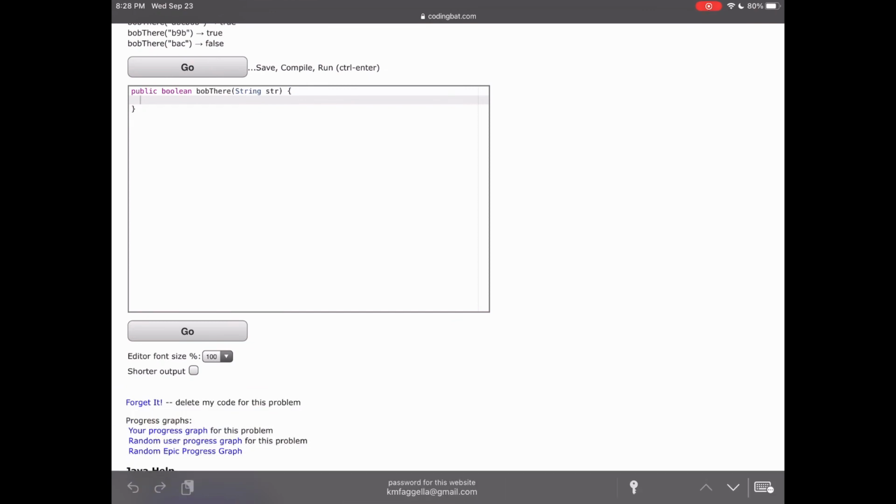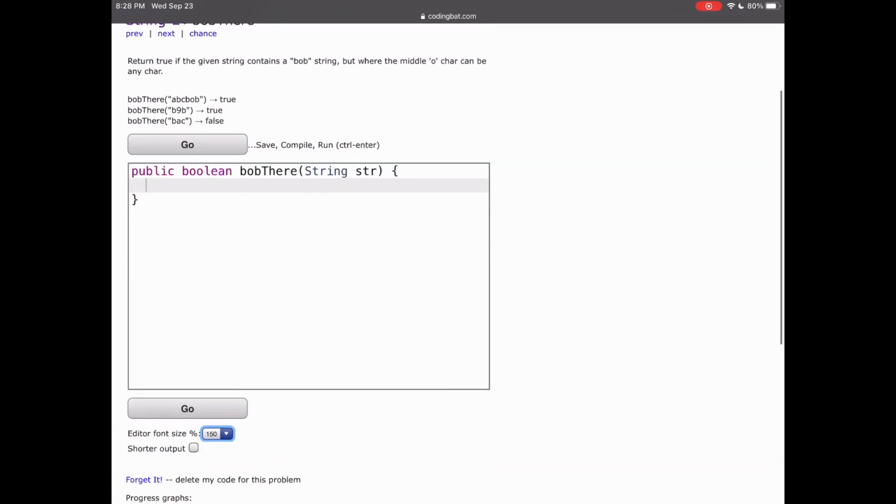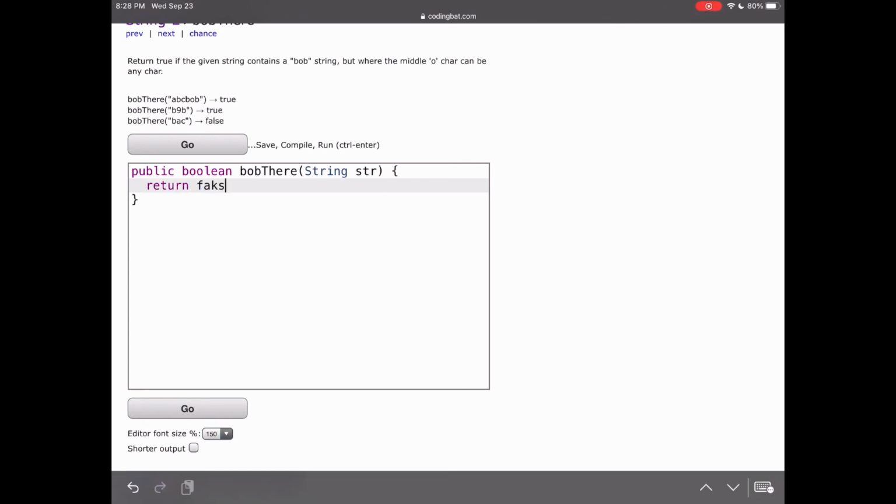But, so, if I look here, what am I trying to do, right? It says, return true if the given string contains a Bob string, where the middle O character can be any character at all. So, first thing I know here, and here's my thought process, right? I know at the very end, I'm going to return false if I don't find it.